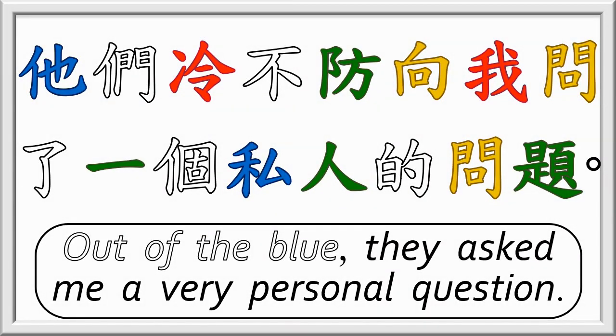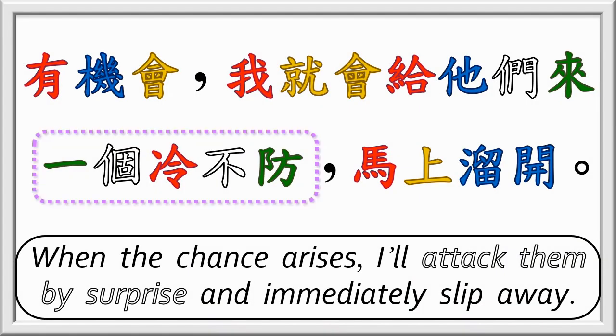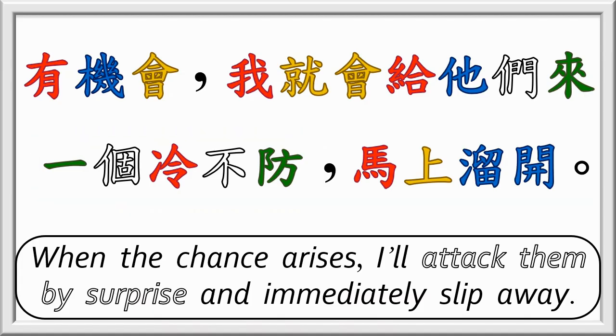他们冷不防向我问了一个私人的问题。Out of the blue, they asked me a very personal question. 他冷不防地想到，花园里的水龙头没有关。She suddenly remembered she left the garden hose running. 有机会，我就会给他们来一个冷不防，马上溜开。When the chance arises, I'll attack them by surprise and immediately slip away. Notice how adding 一个 makes 两不防 a noun phrase.